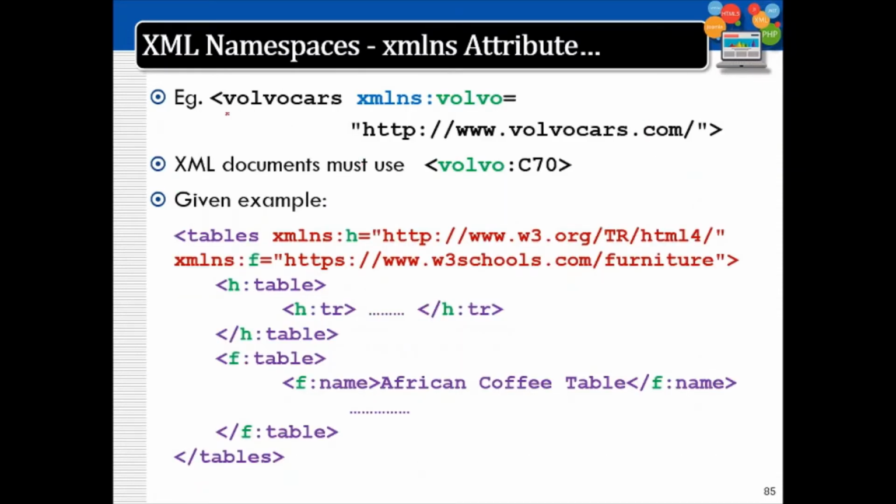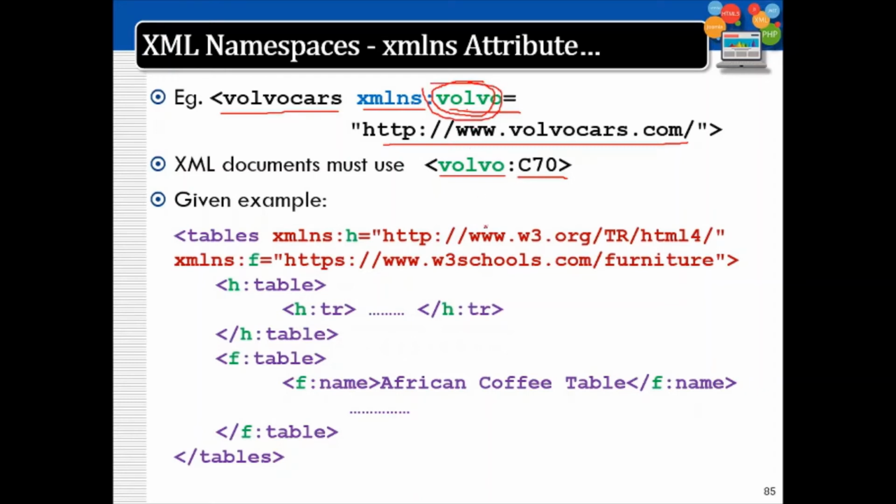So here is an example. Volvo cars is my root element. XMLNS attribute colon Volvo. That means this is the prefix. So this prefix is qualified in this URI, www.volvocars.com. And all the tags hereafter in this XML must use a prefix called Volvo. Volvo colon C70. If we skip this, this colon Volvo can be skipped.